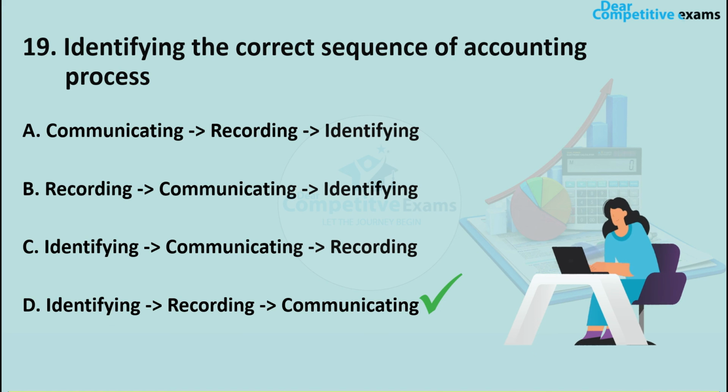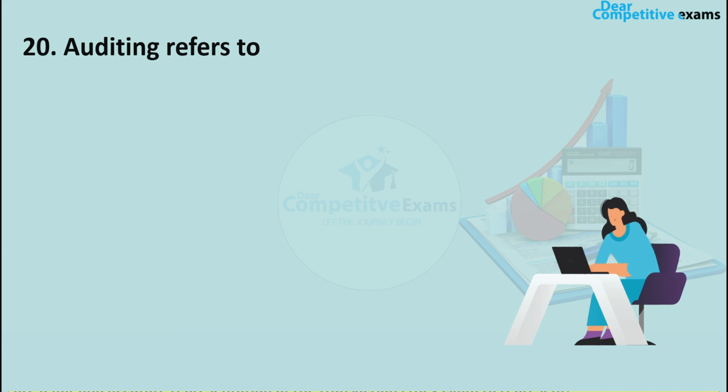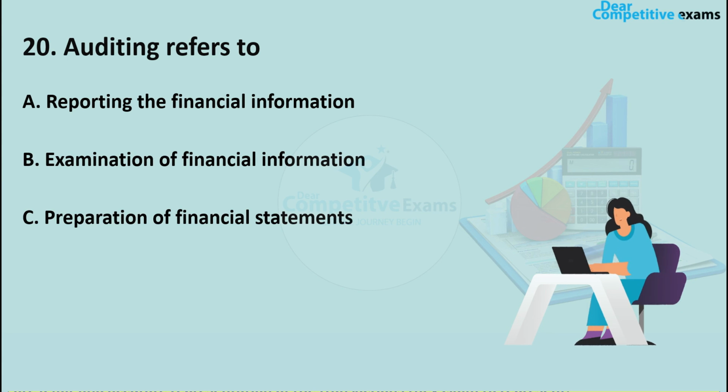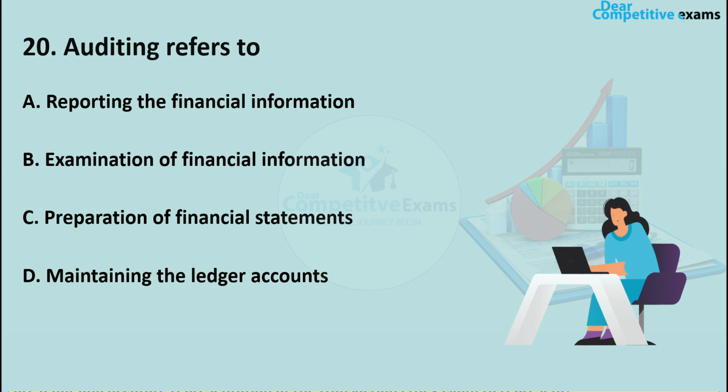Let's move on to the last question, that is, auditing refers to. So what does auditing mean? Is it reporting the financial information, or examination of financial information, or preparation of financial statements, or maintaining the ledger accounts? What does auditing refer to? The answer is B. Friends, auditing refers to examination of financial information.